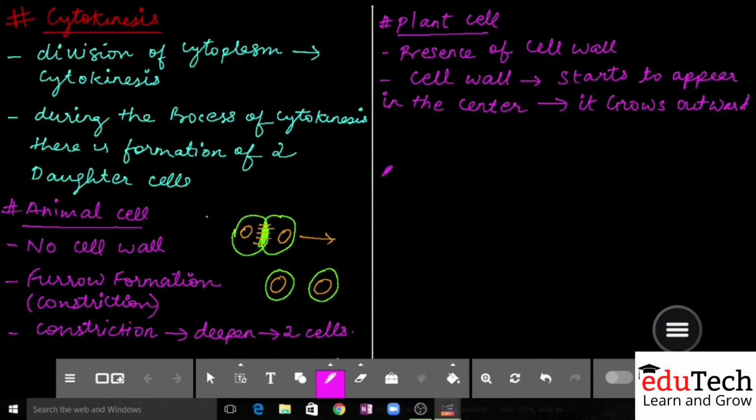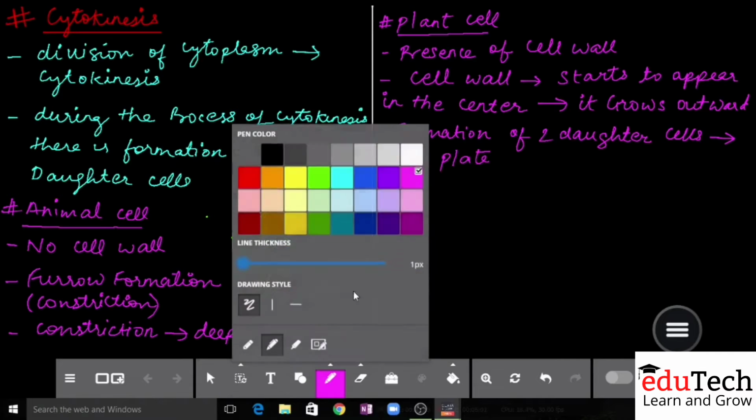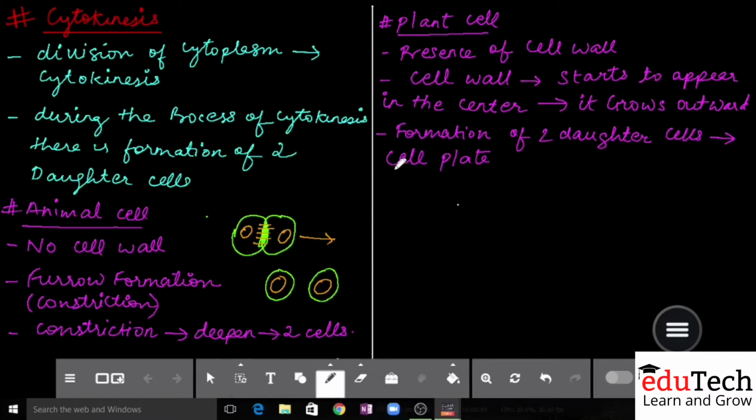Okay. Now the formation of two daughter cells will only happen when there is formation of what is called a cell plate. This is important. Yes, this is important. The cell plate forms in the case of plant cells.